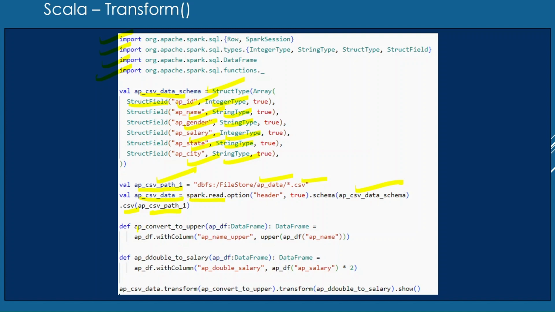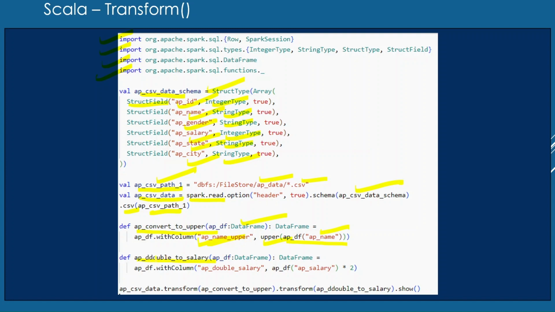Now I am creating two functions, this function and this function. This function takes a data frame and creates one column, AP name underscore upper. This column is populated with the help of the AP name column. All the names present in AP name will be converted into uppercase with the help of the upper function, and that data will be populated in this AP name underscore upper column.